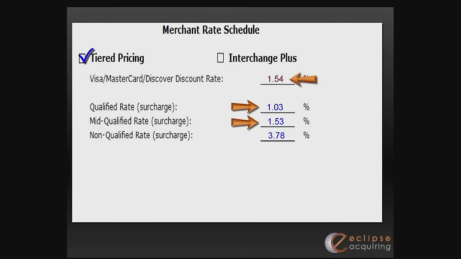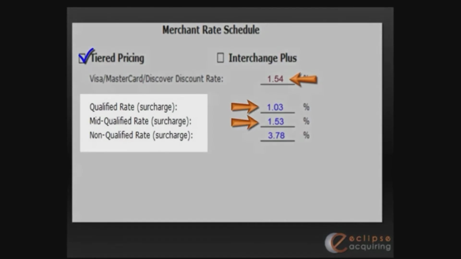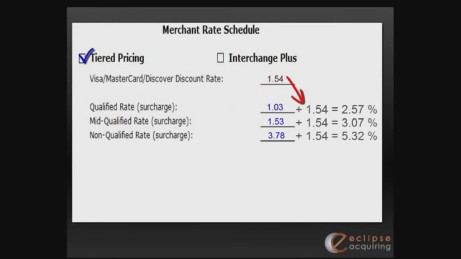Now, if you're wondering why the rate for the qualified and the mid-qualified is lower than the rate for the regular Visa MasterCard, that is because all of these are surcharges on top of the base rate of 1.54. In order to calculate this, all you need to do is add the 1.54 to the 1.03 or the 1.53 or the 3.78 to see what the actual rate is. So always remember, when a salesperson is quoting you rates, always ask them if this is on top of the regular Visa and MasterCard rate.